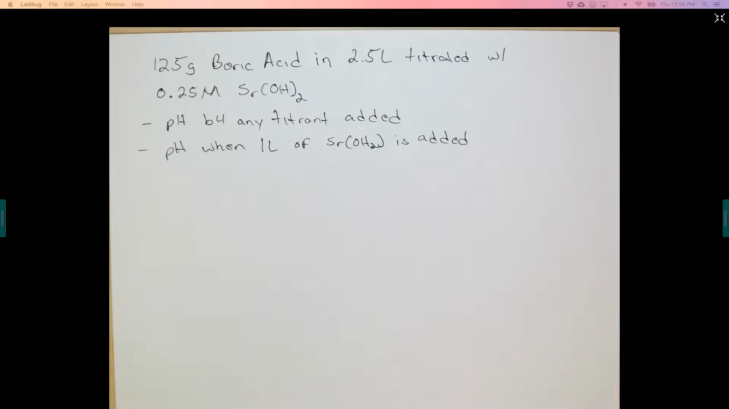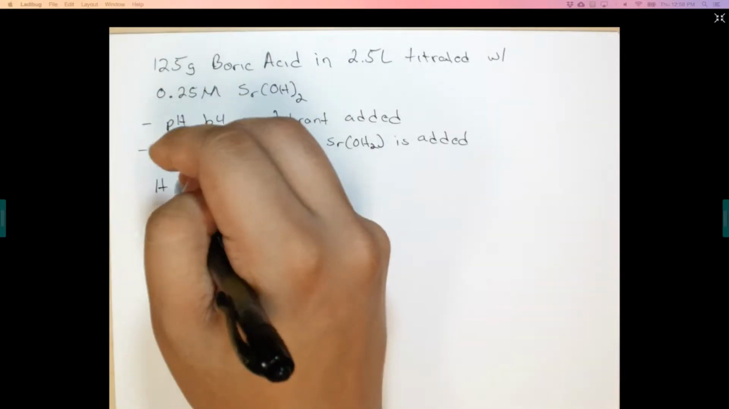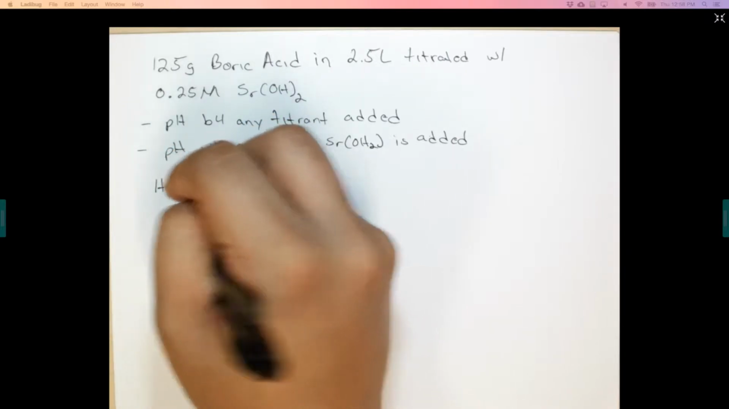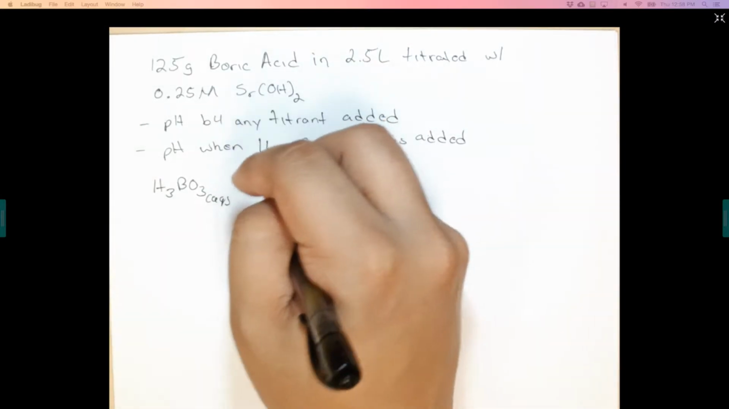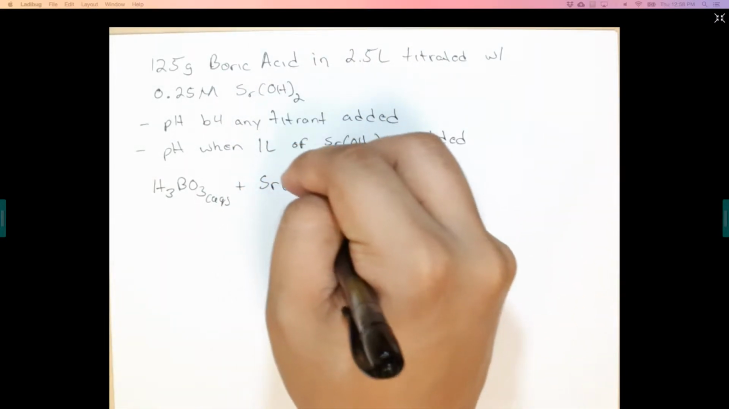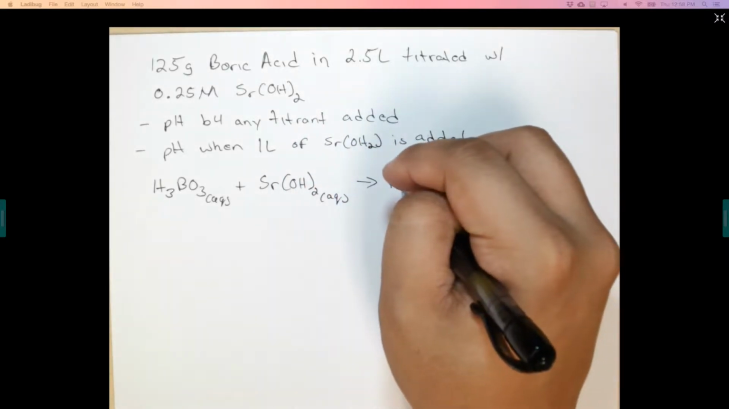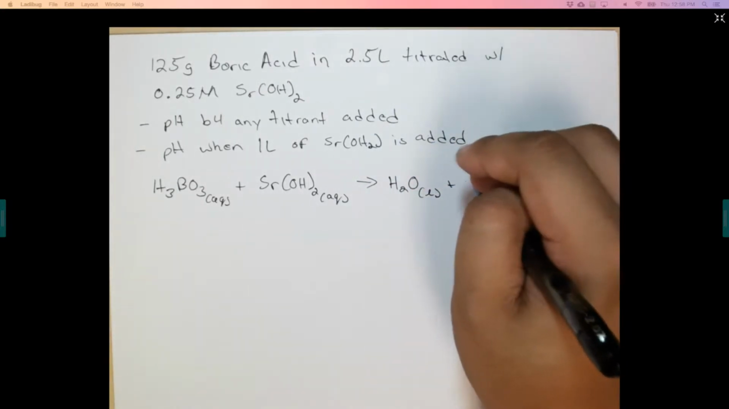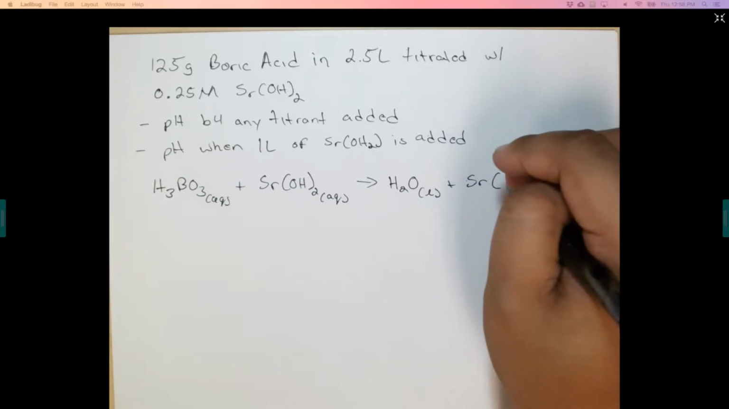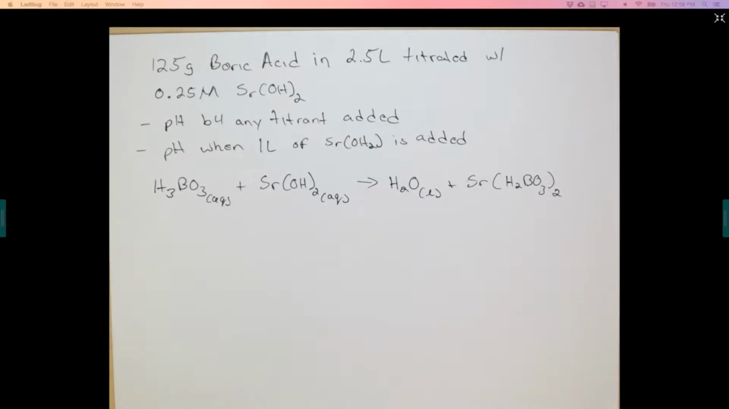Okay, so first thing that we need to do is let's take a look at the chemical reaction that's occurring. So if we go to our reference material, we see that boric acid is H3BO3, and we see that strontium hydroxide has two hydroxides. So the balanced chemical equation is going to involve the creation of water and the creation of the conjugate, right?